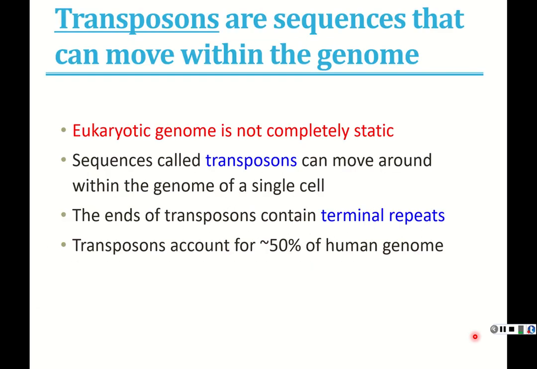We mentioned earlier this thing called transposons, and those are sequences that can move within a genome. So eukaryotic genomes are not really completely static. They have these transposons that can move around within the genome of a single cell. The ends of the transposons do contain these repeat regions, and they account for an estimated 50% of the human genome. So a pretty large amount of the genome is these transposable regions.